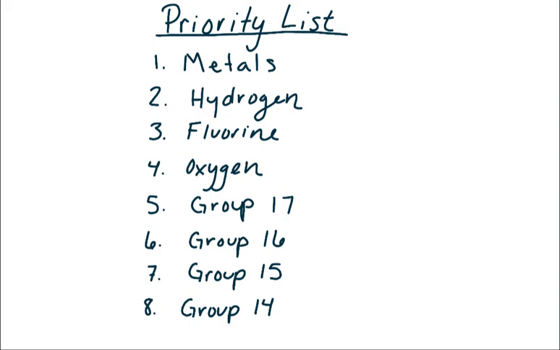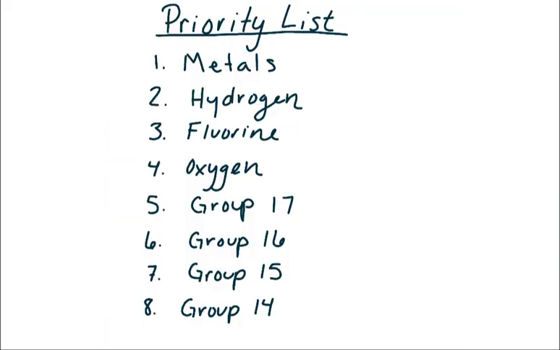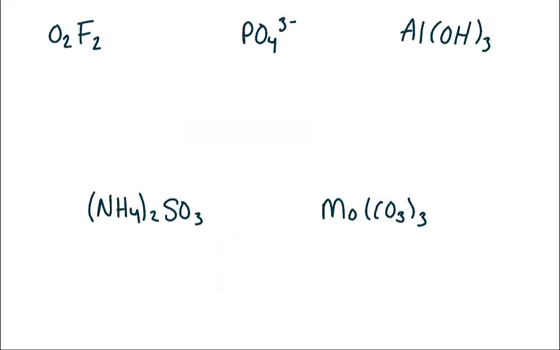So the priority list is that metals come first, and then hydrogen, then fluorine, then oxygen, and then we go from group 17, 16, 15, 14, work our way to the left across the periodic table. Notice group 13, etc. aren't listed because metals are already listed at the top of the list. And the thing to know is if they get their priority, then they choose to have their ionic charge as their charge. So if they have priority, then they will have their oxidation state and their ionic charge the same.